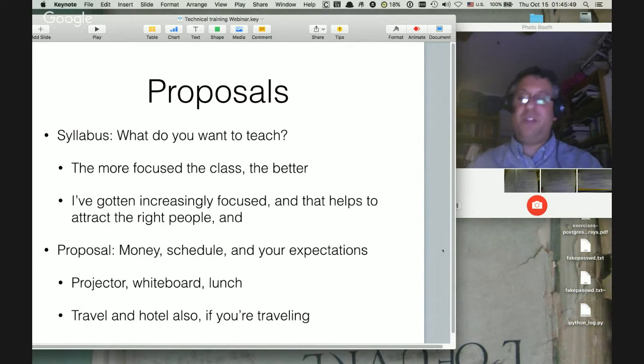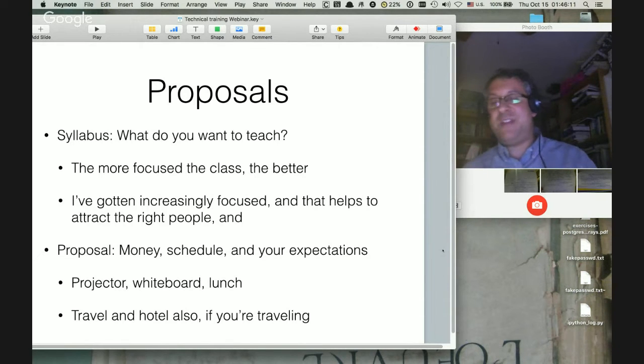And the proposal is typically a simple letter, but sometimes they can require you to fill out a form. How much money do you want? You can say it's per person, per day. You can say it's a global amount. You can say it's a global amount per day. So you can say, I want to charge $5,000 per day for this 4-day course for a total of $20,000. I propose that we do it on the following days. And here are my expectations.